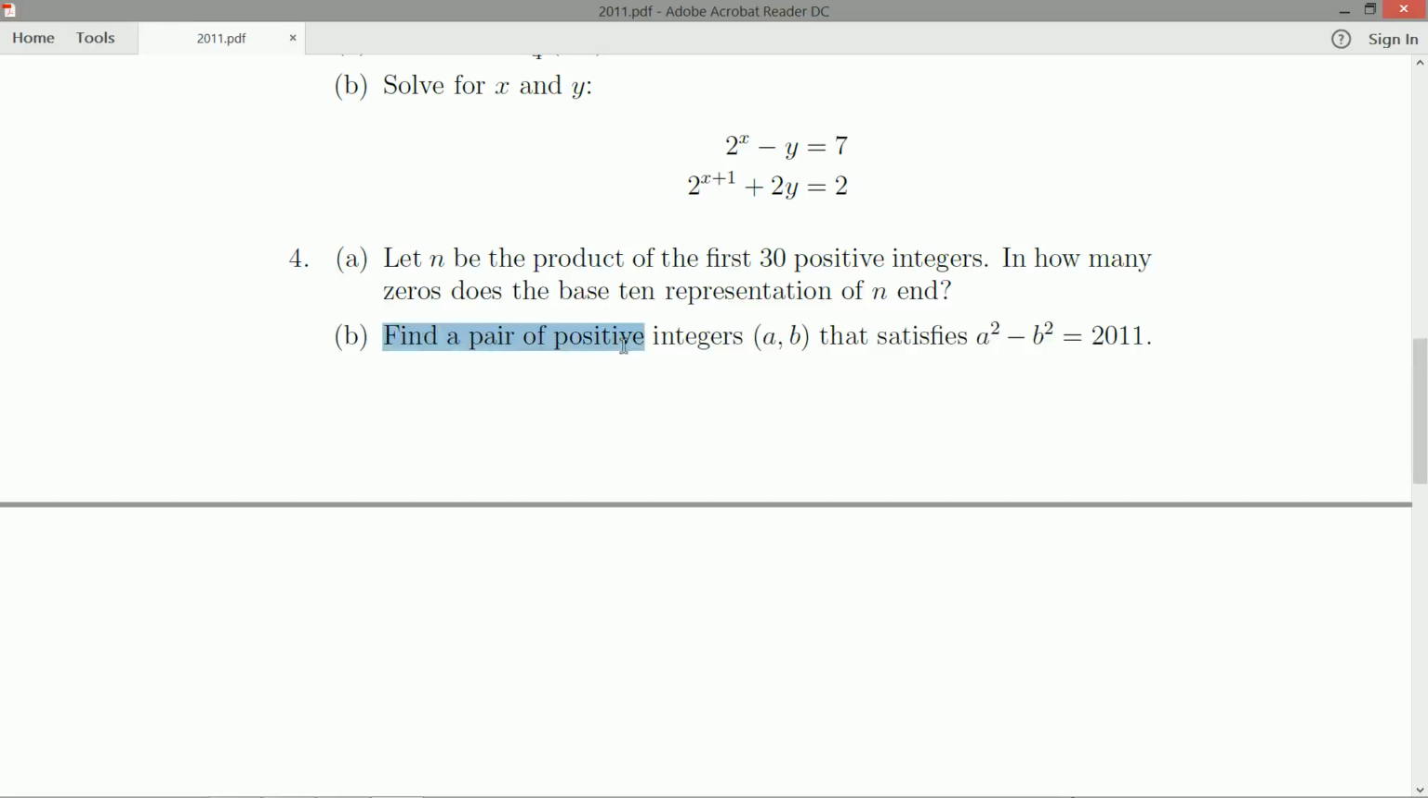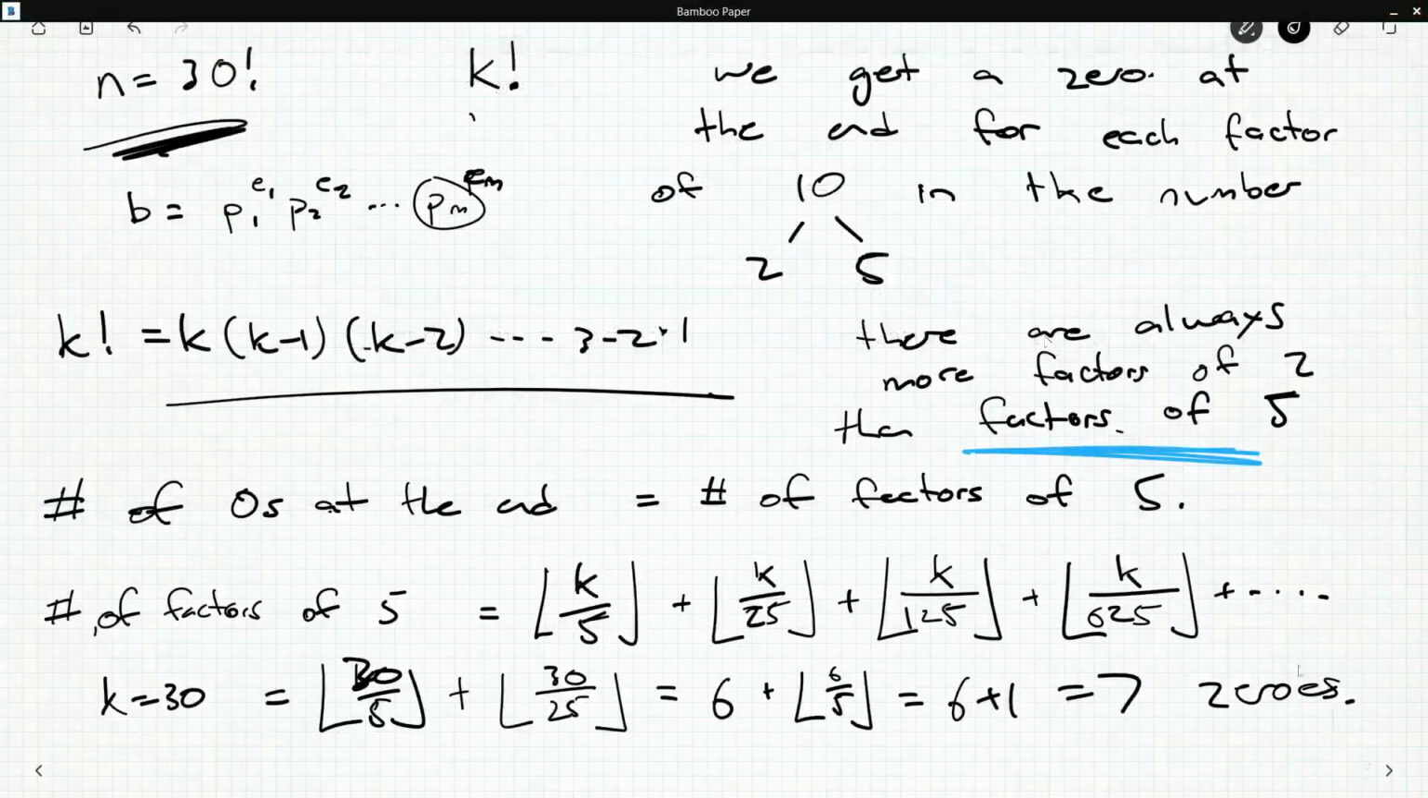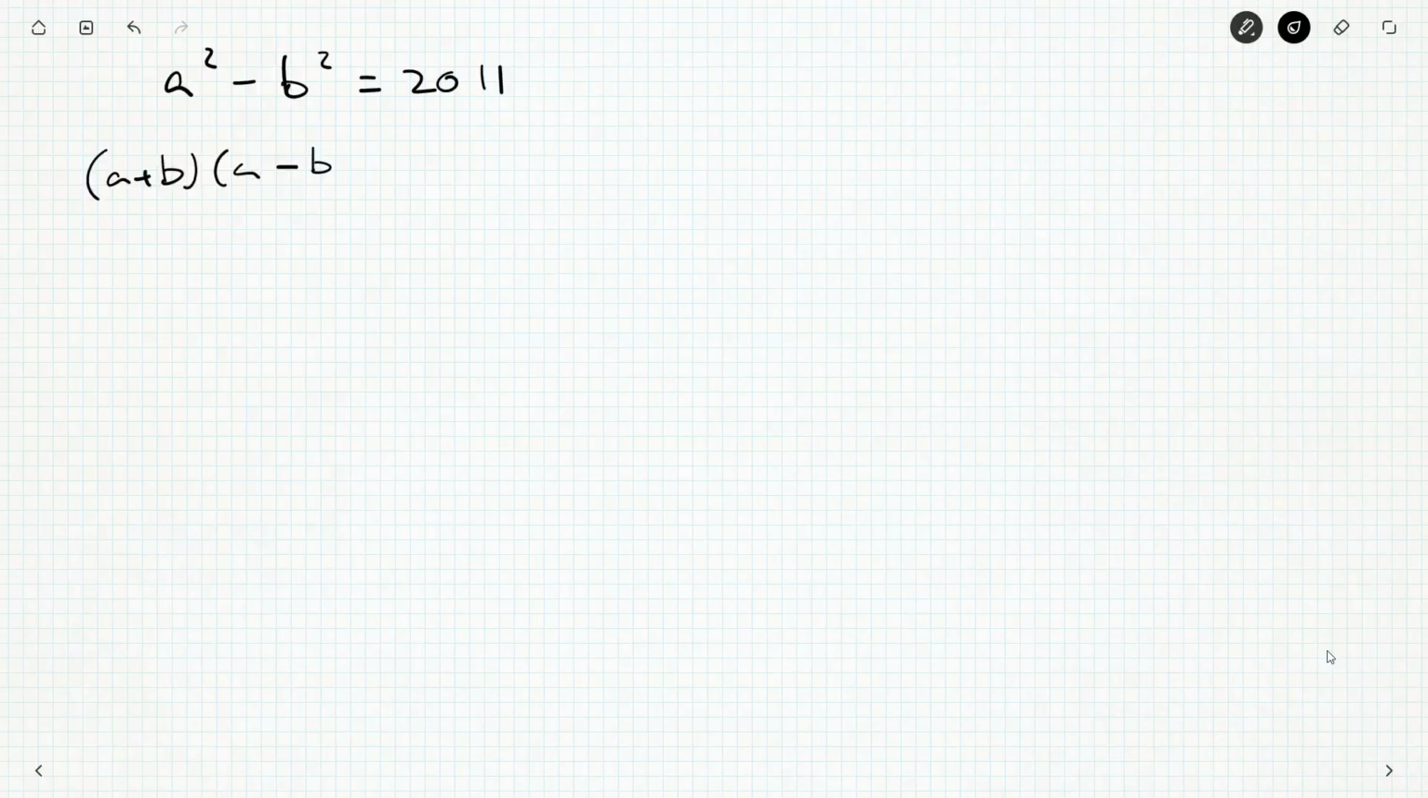For B, find a pair of positive integers, A and B, that satisfies A squared minus B squared is 2011, the year of the contest. Okay, so I immediately recognize the left-hand side here is a difference of squares, and that has a nice way to factor it. So if I have A squared minus B squared is 2011, I can factor this side as A plus B times A minus B.